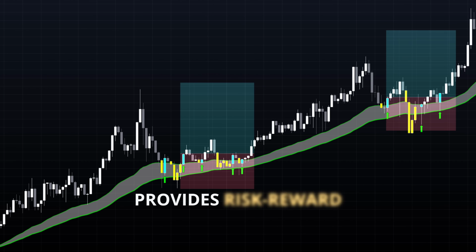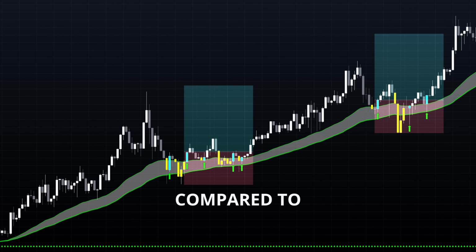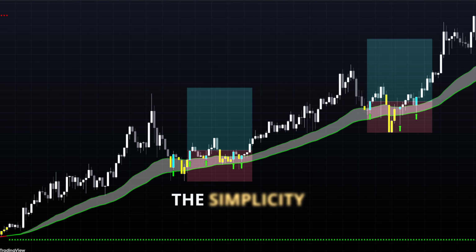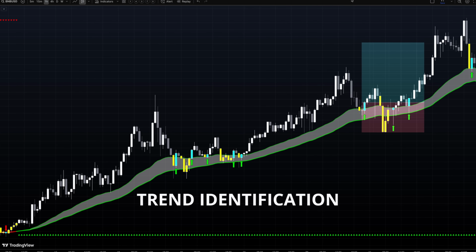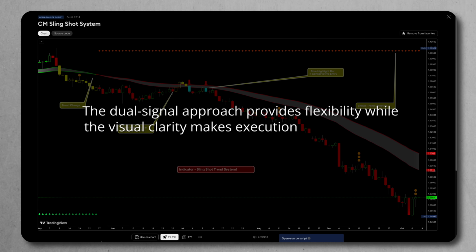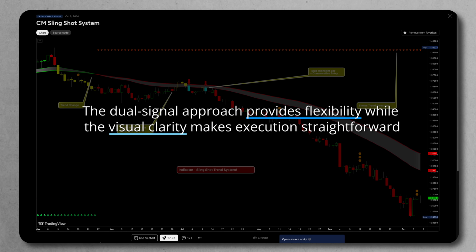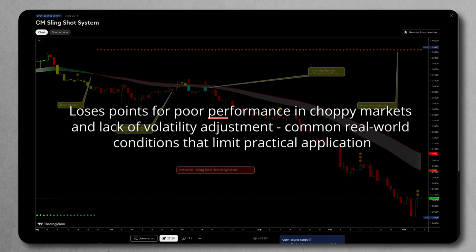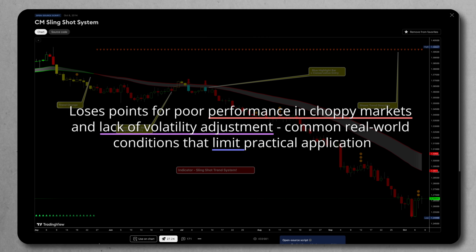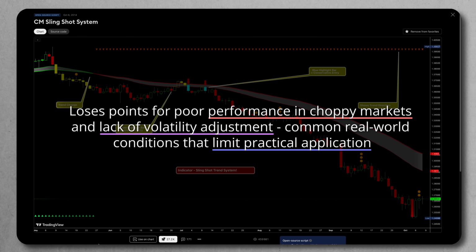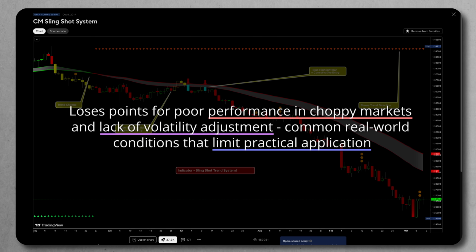This approach provides risk-reward ratios compared to breakout strategies while maintaining the simplicity of EMA-based trend identification. The dual signal approach provides flexibility while the visual clarity makes execution straightforward. Loses points for poor performance in choppy markets and lack of volatility adjustment. Common real-world conditions that limit practical application.